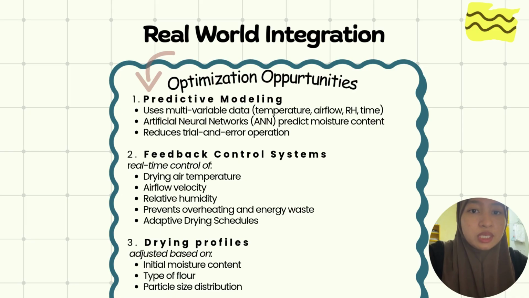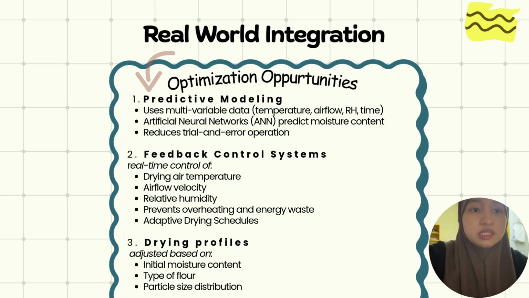In the modern food processing industry, optimization of drying operations is essential to reduce energy consumption and ensure consistent product quality. One effective approach is predictive modeling. By using multi-variable data such as air temperature, airflow velocity, relative humidity, and drying time, machine learning models like artificial neural networks can accurately predict moisture content during drying. This reduces the need for trial and error operation and allows better process planning.